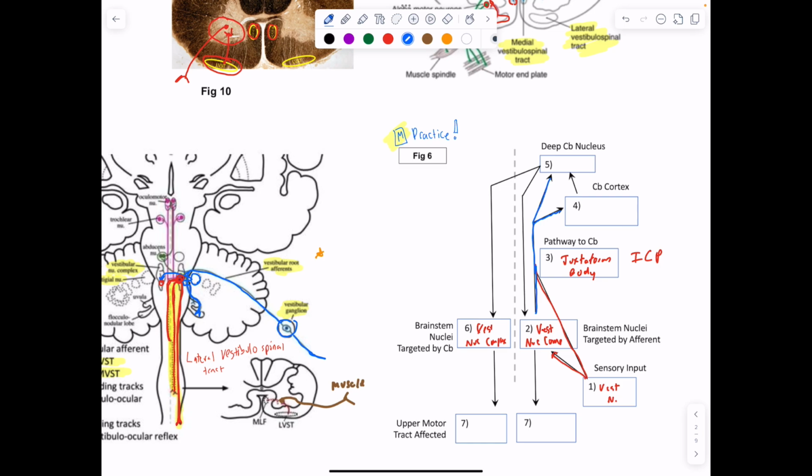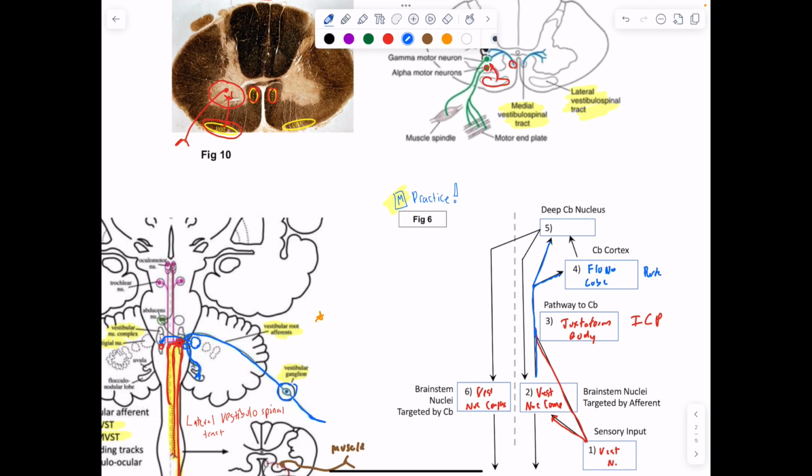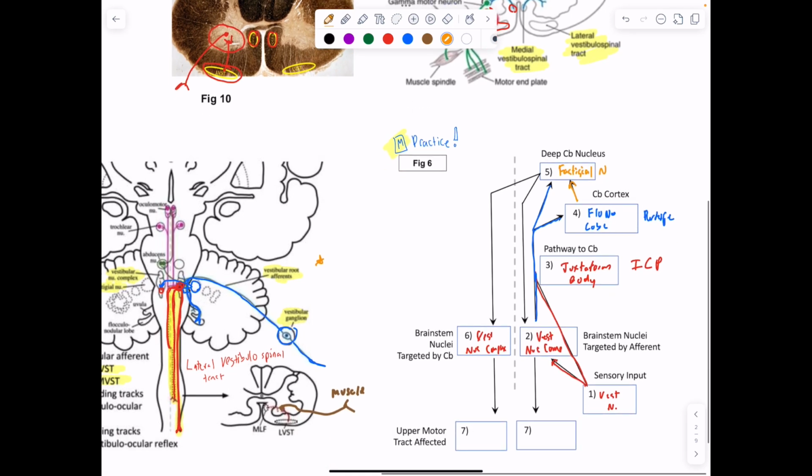And that will go to the flocculonodular lobe. Specifically, what type of cells? They're going to be going to our Purkinje cells in the cortex of the cerebellum, our processing cells. And then from there, it can go to the fastigial nucleus. This is our funny part of the funny gorillas eat donuts. And then we know that this is an output nucleus, so it's going to send out output bilaterally back to the vestibular nuclear complex, like so.